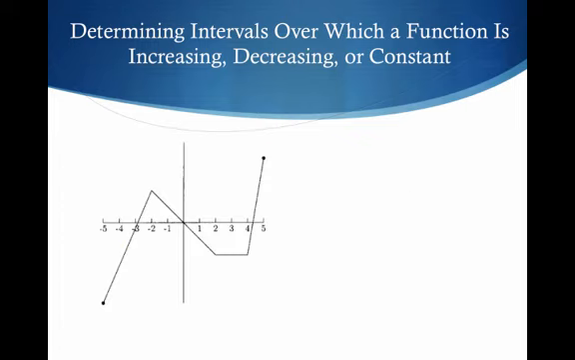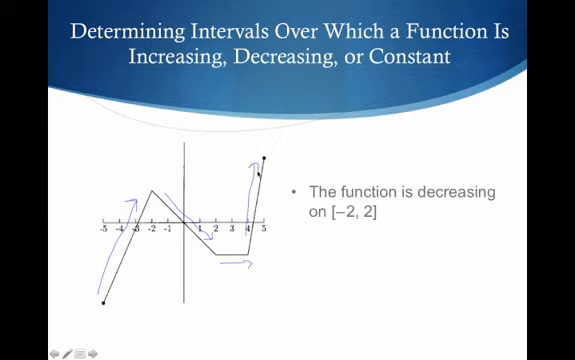All right, what about this one? Let me grab my pen. Well, here we're increasing, decreasing, constant, increasing. So the function is decreasing. Where are we decreasing? We are decreasing from -2 to +2. That's where my function's going down, domain interval.